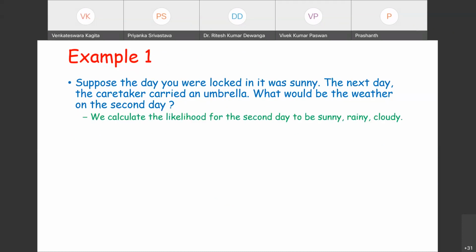So we calculate the likelihood for the second day to be sunny, rainy, and cloudy, because we are asking about the second day's weather, right? What are the possibilities? Sunny, rainy, and cloudy. What is the likelihood that it is sunny? What is the likelihood that it is rainy? What is the likelihood that it is cloudy? All three possibilities we will consider, and we will select the one with the highest likelihood. Okay.